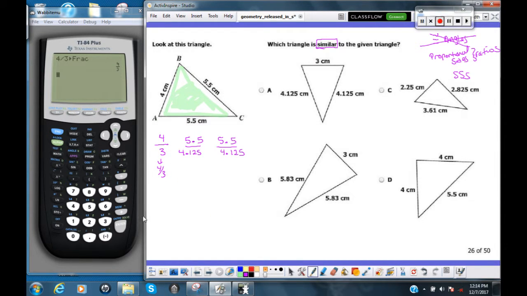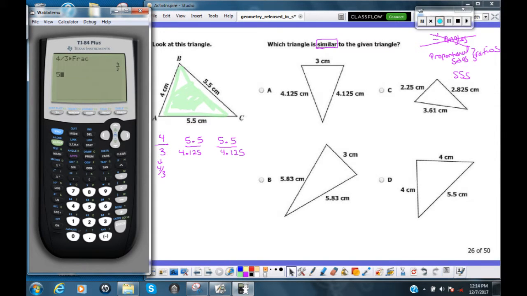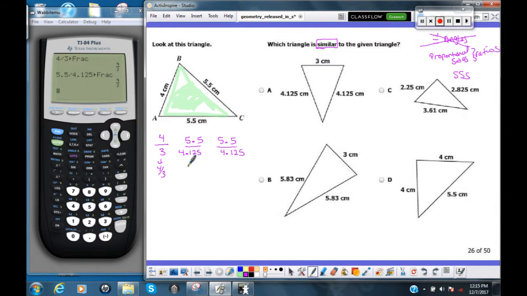Now I'm going to do 5.5 divided by 4.125, and I'm going to hit math to put it in the lowest fraction term, which is 4 over 3. Since these are the same, I know it's going to be 4 over 3. So right now I'm going to choose A, but I'm going to double check my others to make sure I'm reading the directions right.